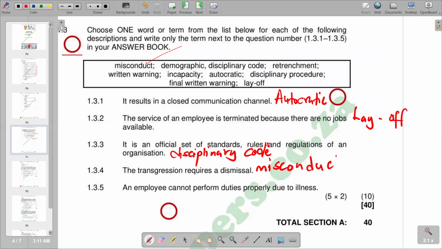The last part, an employee cannot perform duties properly due to illness. What is that according to the words given? We see that we have got incapacity. Remember, incapacity is a physical or mental inability to do something or to manage one's affairs. So obviously, due to illness, you cannot perform duties properly. So it's incapacity.